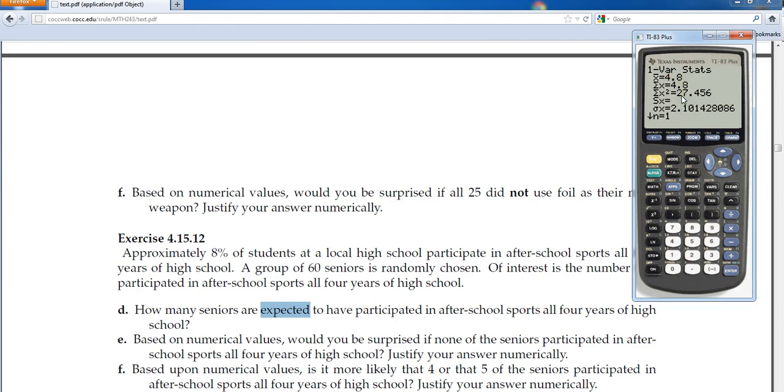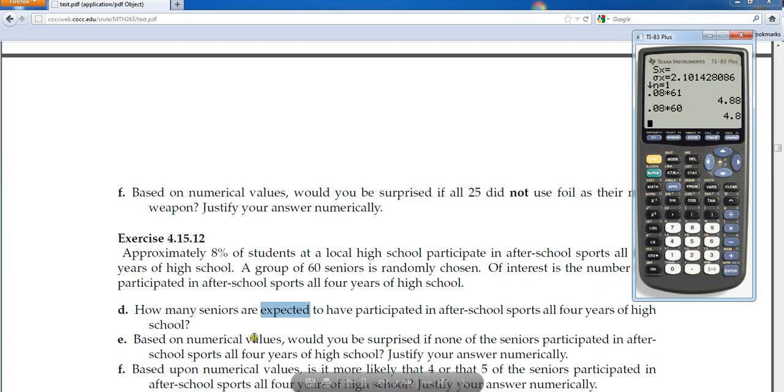Now, 4.8 of the 60, you might ask yourself, that sounds kind of familiar, because you can put 8% and 60 together to get 4.8. 8% of 60 is exactly 4.8. And there you go. So that's a shortcut for the binomial. You can take the probability of success times the sample size, and you get the average number of successes. But you can also just run 1-Var Stats, like we've been doing for weeks now. So there's part D for you.